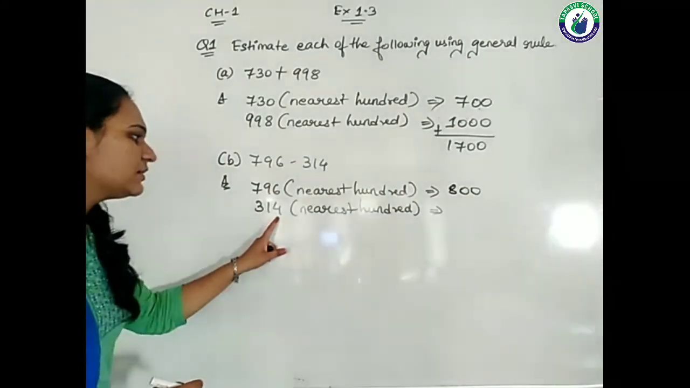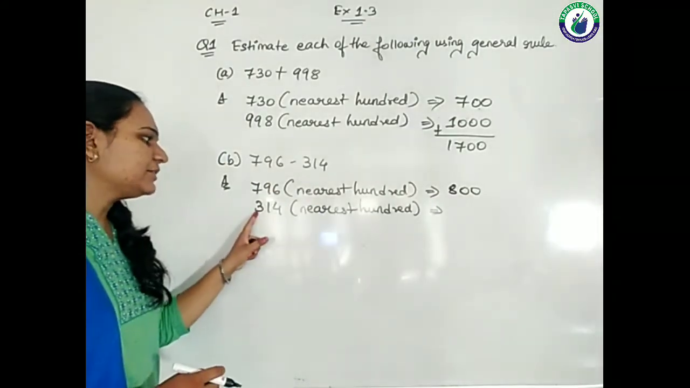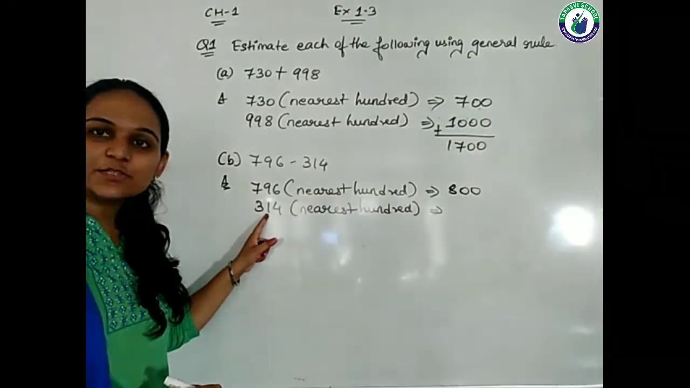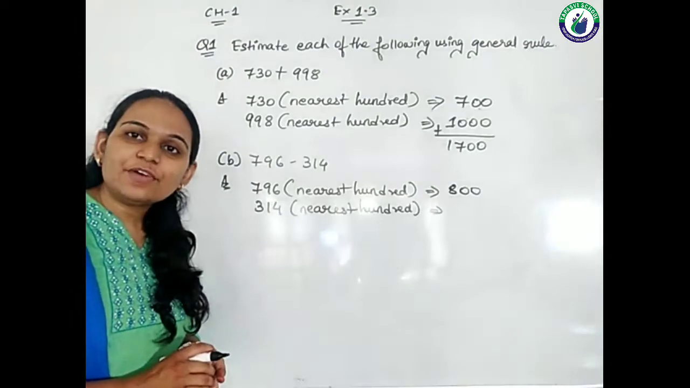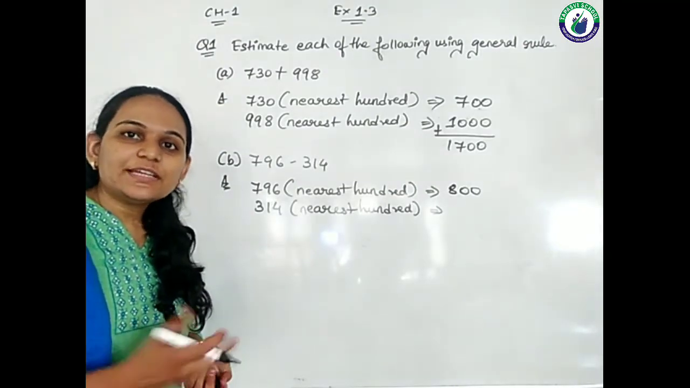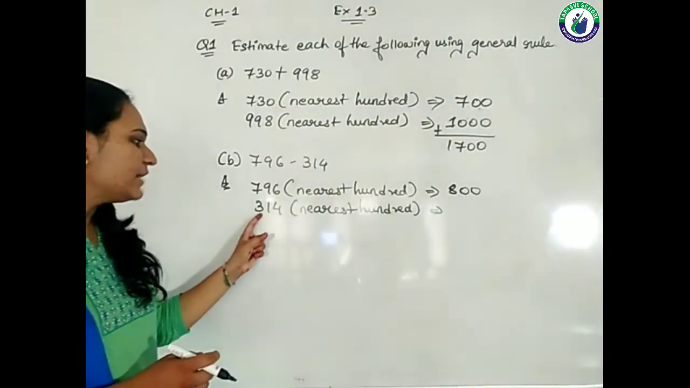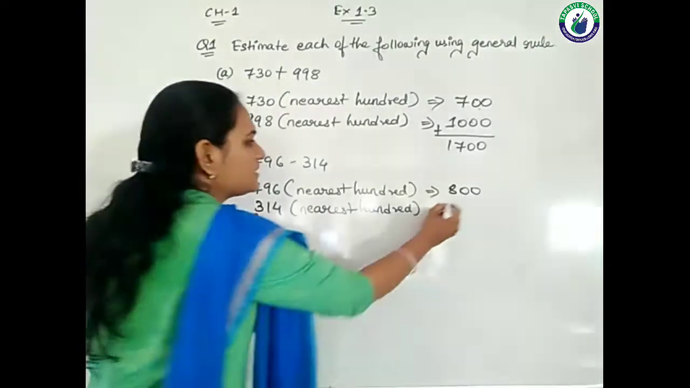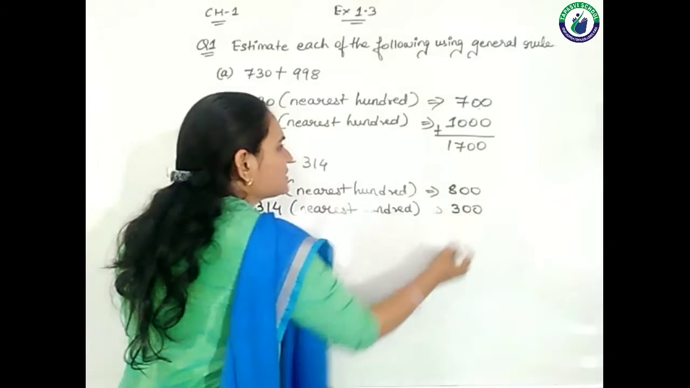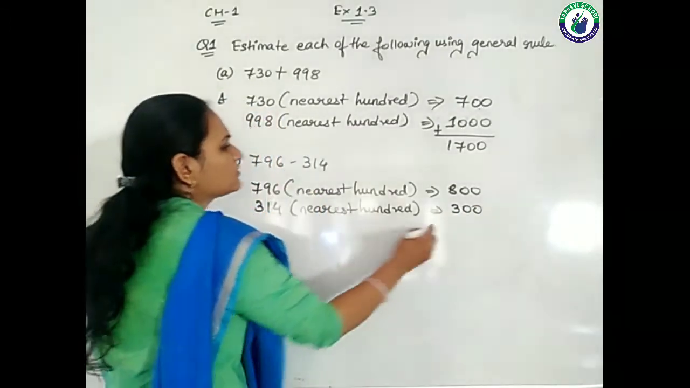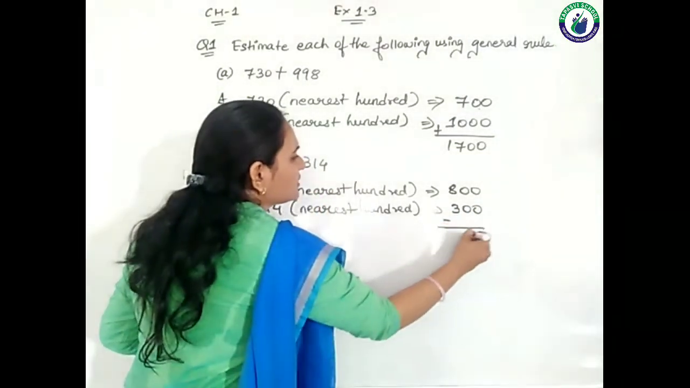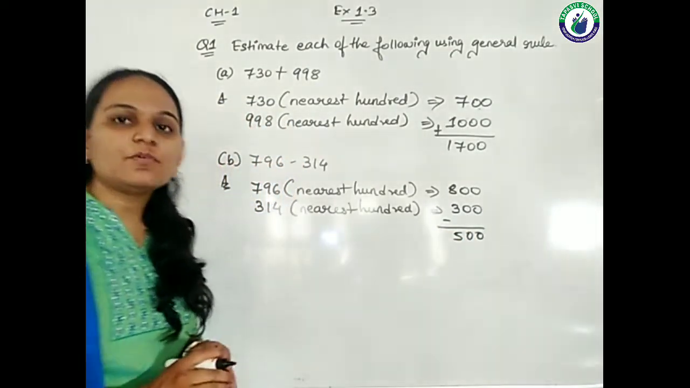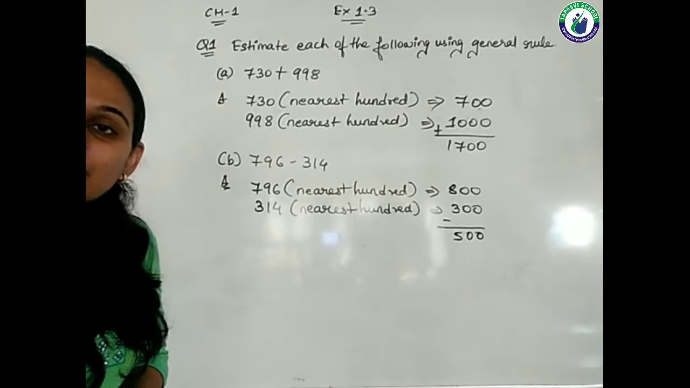314. The hundreds place digit is 3 and the helping digit is 1. So is 1 less than 5, equal to 5 or more than 5? It is less than 5. So I am not going to make any changes to this 3. So 3 will remain as it is. And the remaining digits will become 0, 0. And what I am going to do? I am going to do minus. So 8 minus 3, it is 5. Right, students?